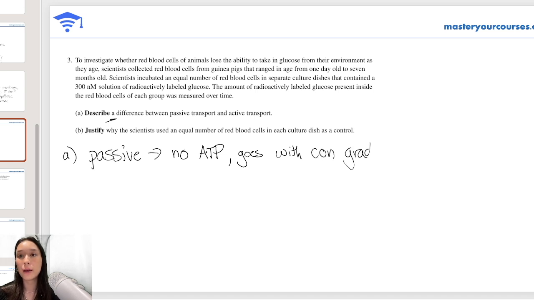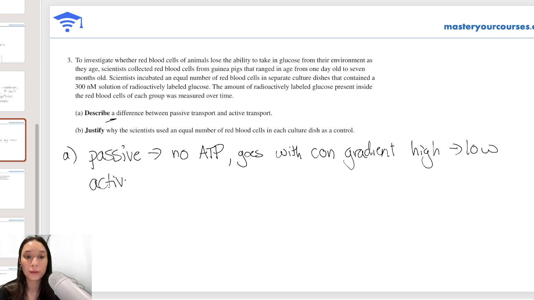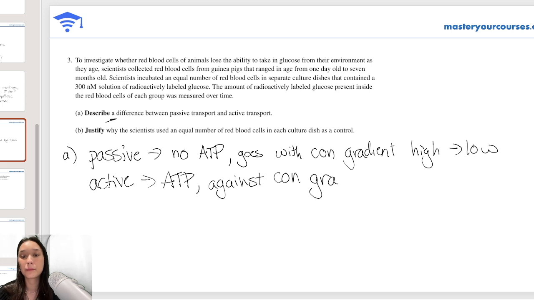Or you could say it moves from high to low, which is with the concentration gradient. And then for active, it requires ATP or energy input. You can say it's non-spontaneous, endergonic, any of those. And then it goes against the concentration gradient. Or you could say it goes from low to high concentration. Any of those would have worked. They were only asking you for one of them.